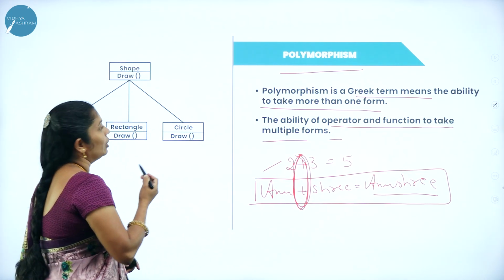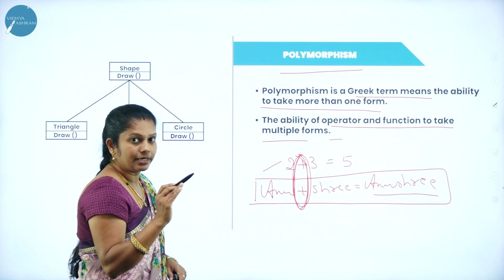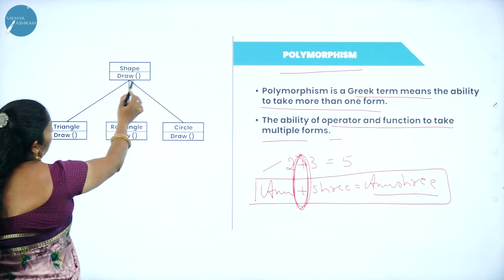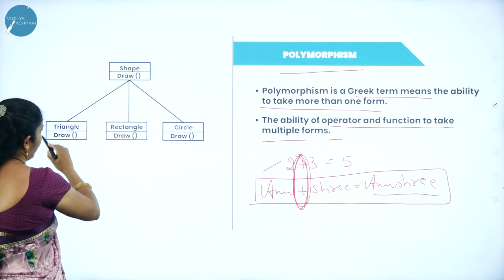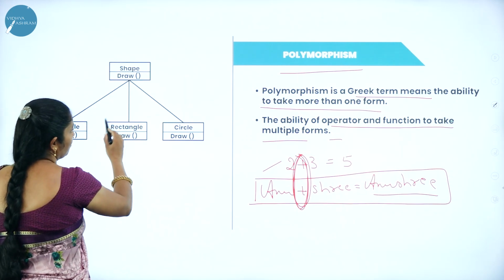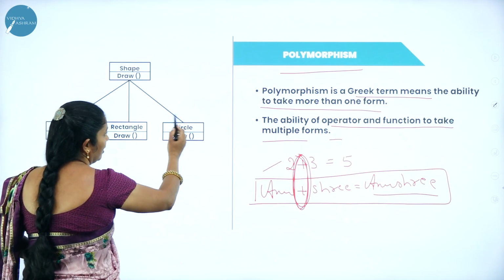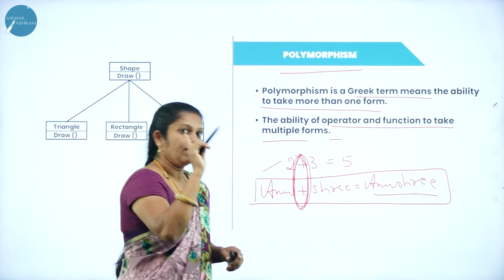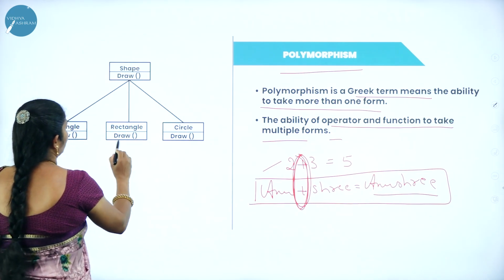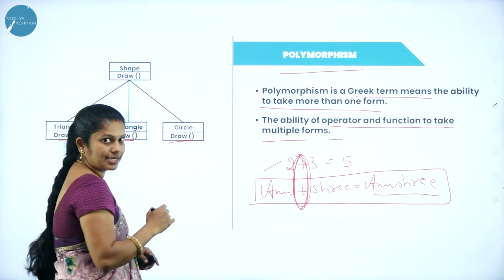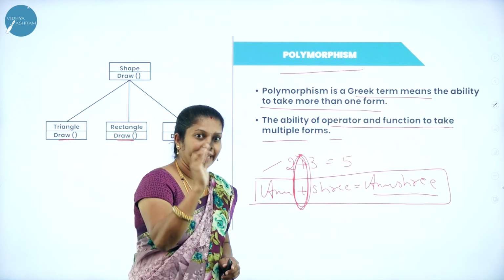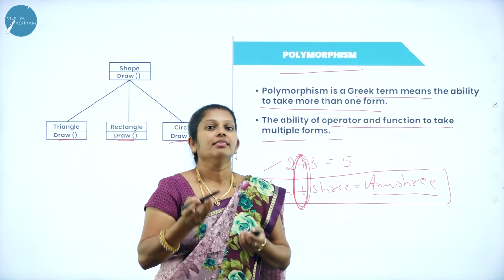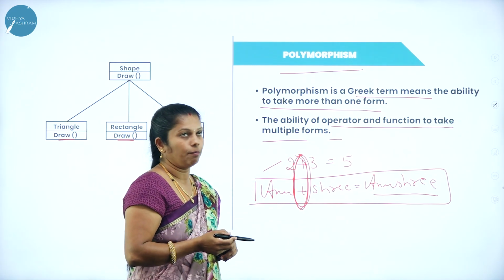That is polymorphism. Now is it clear? For example, in shape, there we are drawing. For triangle also we are writing the drawing. For rectangle also we are writing the drawing. For circle also we are writing the drawing. It means that we have given only one drawing in all the cases. But depending upon the data type, the argument, that particular function will perform.